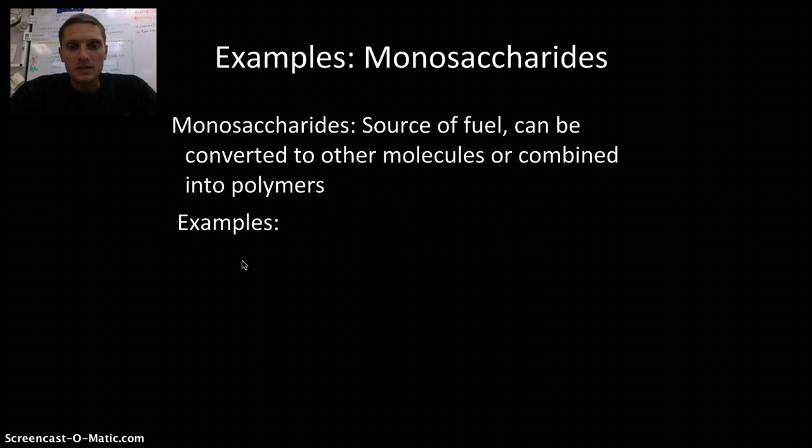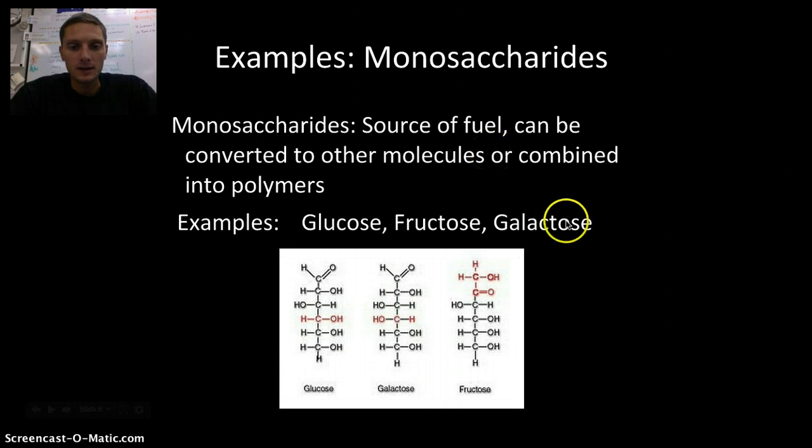An example of a monosaccharide is that it's a source of fuel, and it can be converted to other molecules or combined into polymers. So a monosaccharide is a source of fuel. Some specific examples include glucose, fructose, and galactose. And so here is a nice image that shows us the differences between these three. If you'll notice, if you actually count up the number of carbons, glucose has got 1, 2, 3, 4, 5, 6. Galactose has 1, 2, 3, 4, 5, 6. I'll bet fructose has the same, 1, 2, 3, 4, 5, 6.